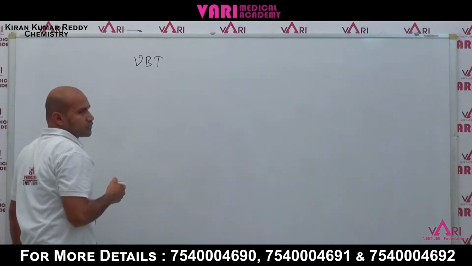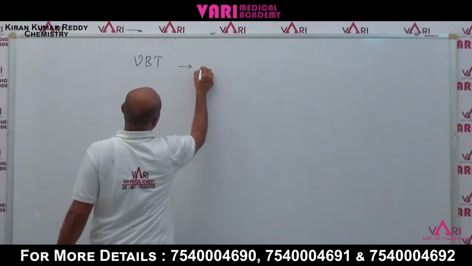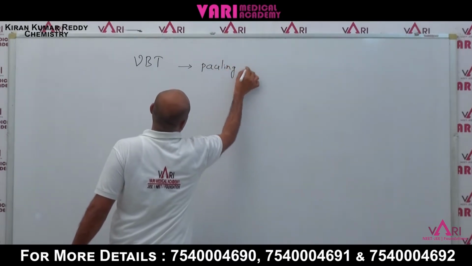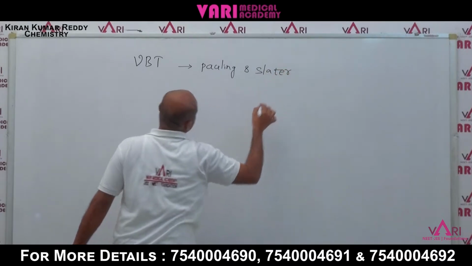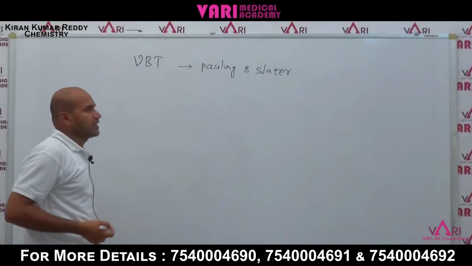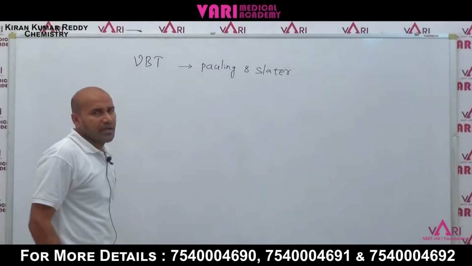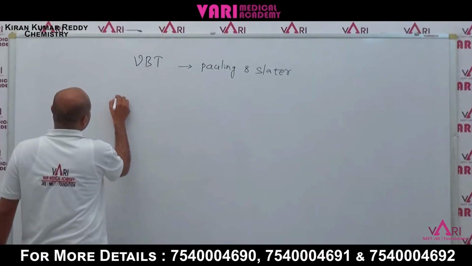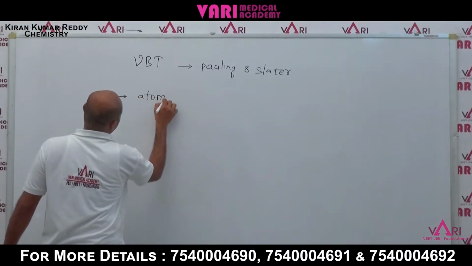It was proposed by Pauling and Slater. VBT is proposed or introduced by Pauling and Slater. Before these two scientists, other scientists gave this theory, but it had drawbacks. The next scientists, Pauling and Slater, introduced the valence bond theory. What does valence bond theory mean? Atomic orbitals overlapping.